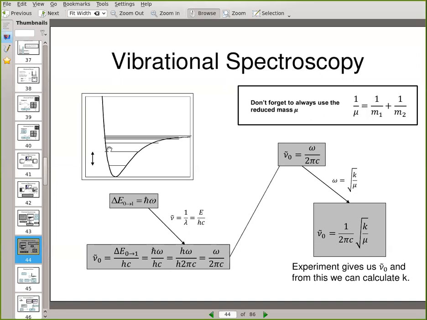So the solution of a Schrodinger wave equation in a potential gives us some very useful information about the bond. So we can go directly to spectroscopy, get our wave number for vibrational absorption, and we can calculate the force constant for a bond. Okay, so that's where we've come.